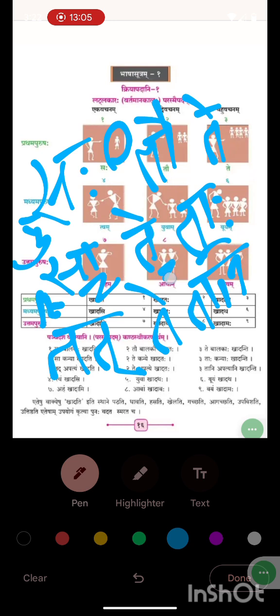Okay, Te, two females. Taha, many females. And if I'm talking about a thing like a pen, a book, a fruit, a table, whatever, then it becomes neuter, right? So that becomes tat, te, tani. If I'm talking about a neuter thing, napusakalingi. If it is one, I'll say tat. If it is two, I'll say te, and many, I'll say tani.